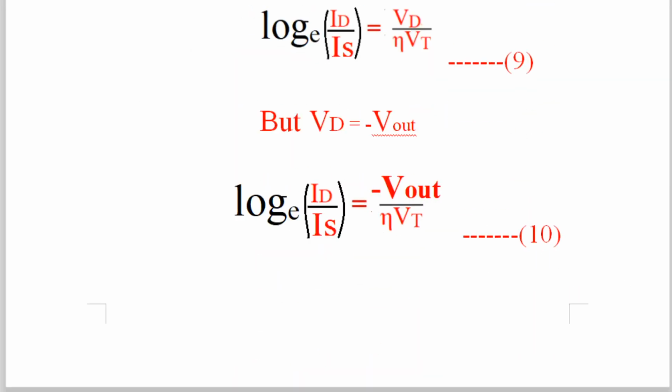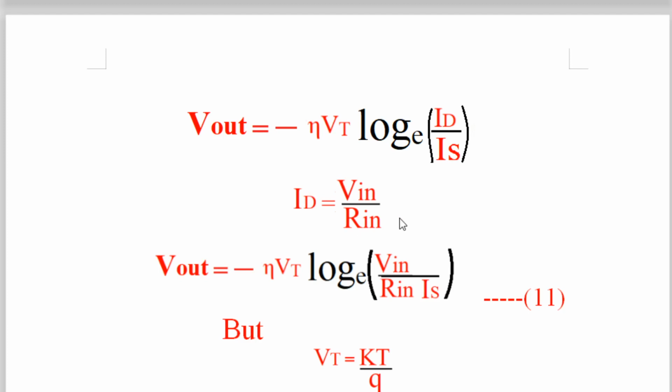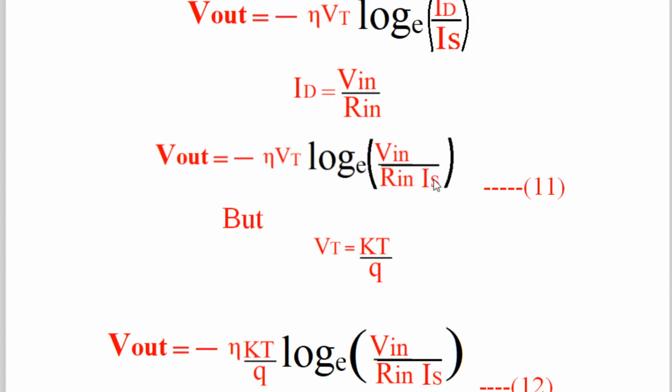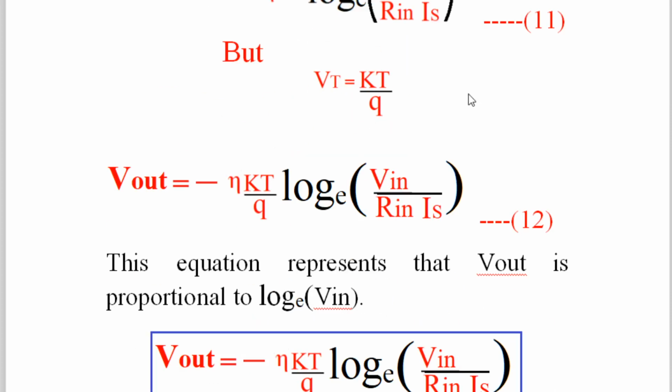So here Id is equal to V in divided by R in. So here on the left hand side V out is as it is, minus sign as it is, eta into Vt as it is, log to the base e into bracket, instead of Id we'll write V in upon R in, Is as it is, and this is the final equation. Okay, you can say that in this equation Vt is equal to kT upon q. You can substitute Vt is equal to kT upon q, or even if you don't substitute, you can write this equation as it is.